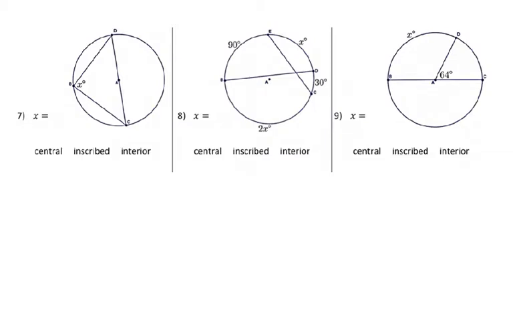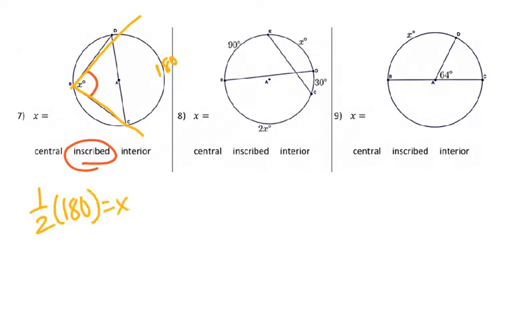Okay, for number 7, we're looking for this angle right there, and that's an inscribed angle. As far as what I know, nothing's labeled there, and so you might be thinking, oh no, what do I do? But remember that from here to here, this is a semicircle. And a semicircle is half of the circle, so this is 180. And so this angle cuts half of the 180. So half of 180 is equal to x, and so x is 90 degrees.